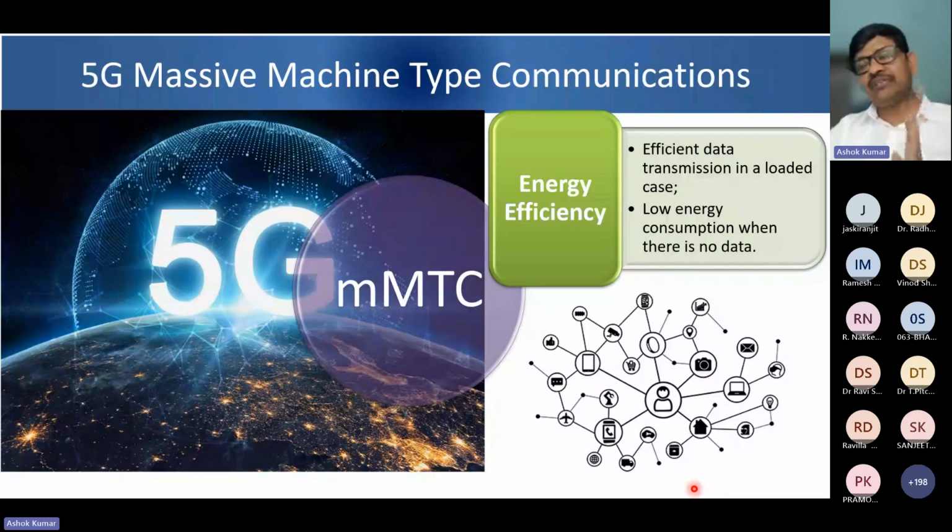So we talked about connection density. We talked about energy efficiency for mMTC. There is one more requirement for supporting mMTC, which is not in my slide. What is that? Can you guess? Can you guess what should be the third requirement to support mMTC in addition to energy efficiency and connection density? The number of devices that can be connected to the system, users. Okay. Secrecy. Okay.